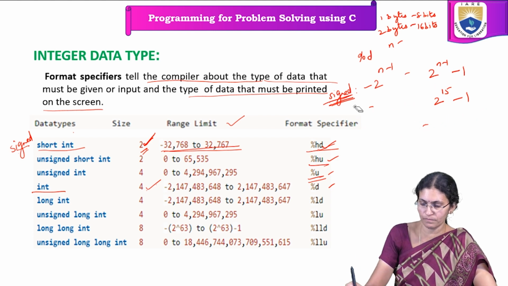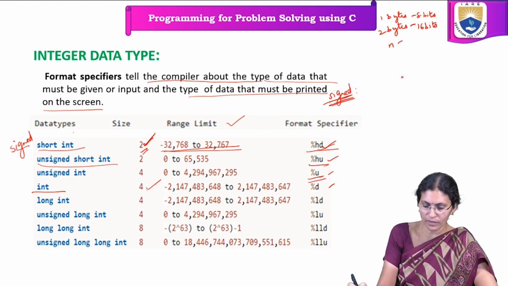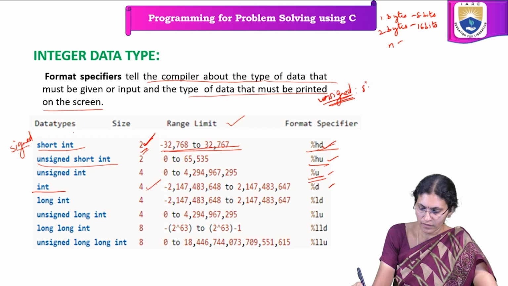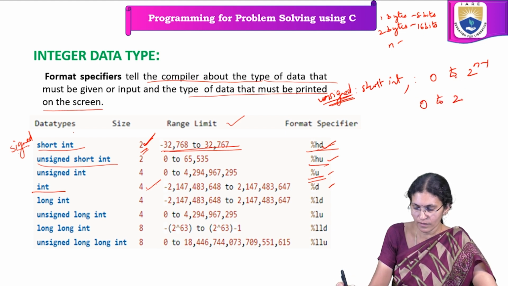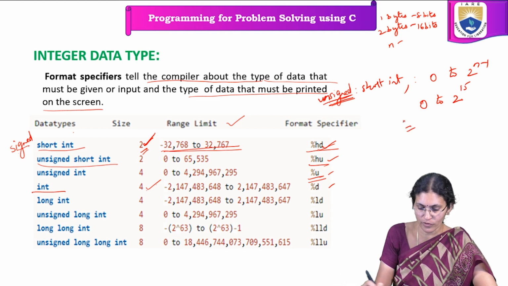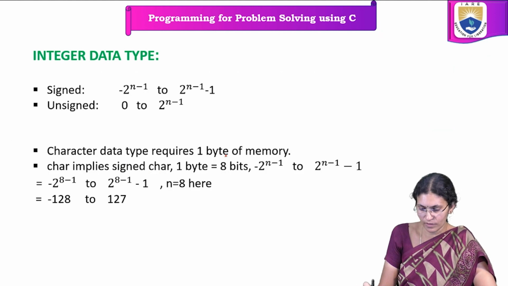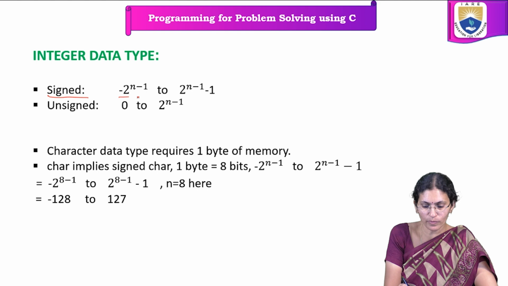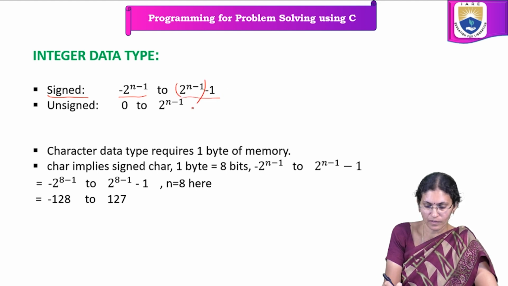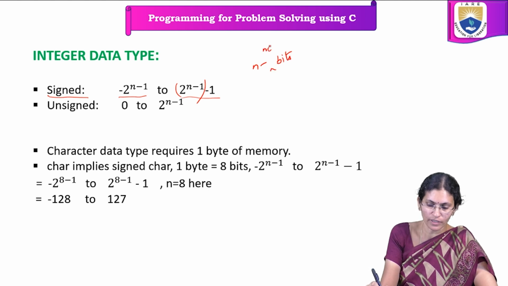If the qualifier is unsigned, then for unsigned short int the range of values is 0 to 2 power n minus 1. That means 0 to 2 power 16 minus 1, which corresponds to 0 to 65,535. This is how we can calculate the range of values for a particular data type. If we have the qualifier signed, then the formula is minus 2 power n minus 1 to 2 power n minus 1 minus 1, and if it is unsigned, then 0 to 2 power n minus 1, where n is the number of bits.